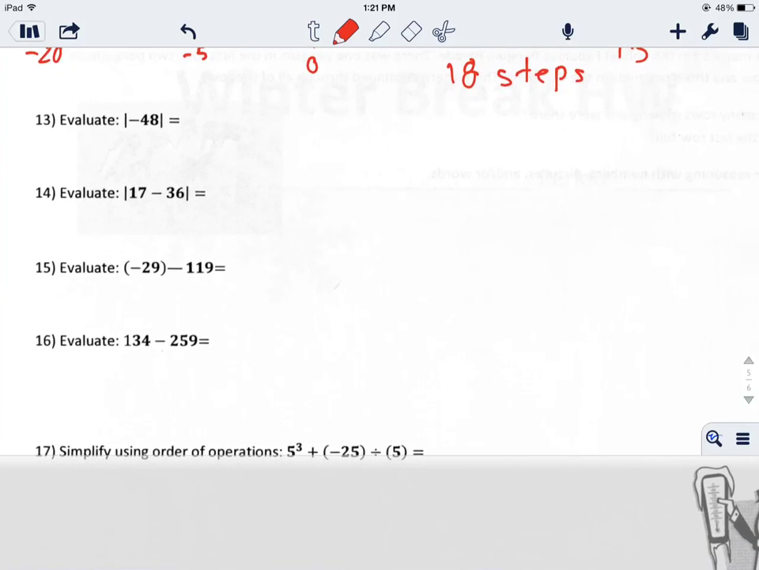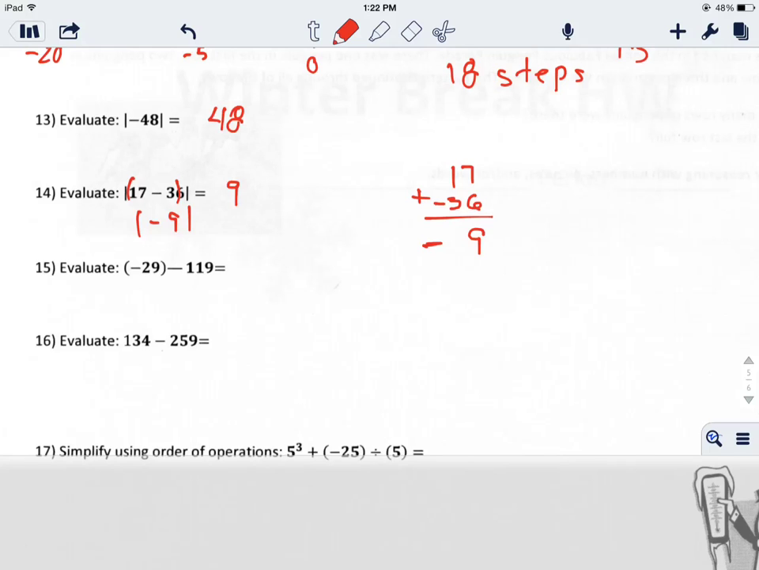Okay, speaking of absolute value, right, number of steps from 0 to negative 48 is 48. 17 minus 36, I would still write that as 17 plus negative 36. And the difference there, clearly the negative number is going to win. The difference between those two numbers is 9. So what they're saying is, if this is negative 9, what's the absolute value of that? Well, it is 9. Because they're asking you, what is the absolute value of this expression, 17 minus 36?